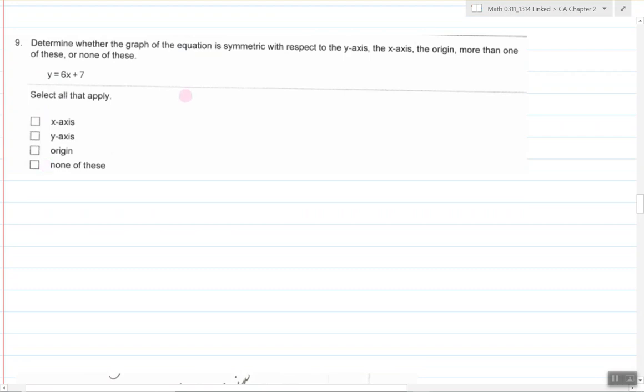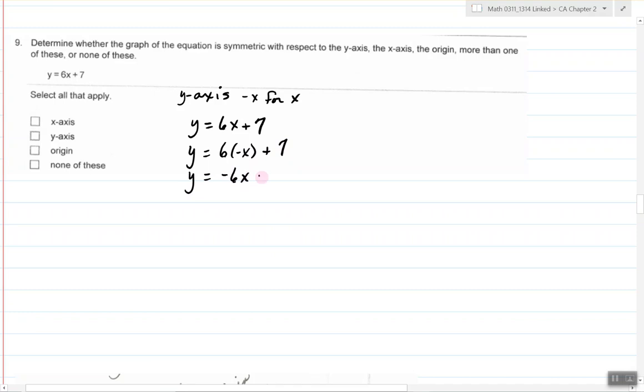And let's see, y-axis, negative x for x. So the equation is y equals 6x plus 7. Y equals 6 times negative x plus 7. Y equals negative 6x plus 7, multiplying a positive times a negative. So here's the original. Here's the one after I substituted negative x for x, and these are not the same.